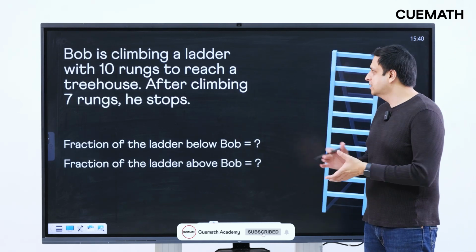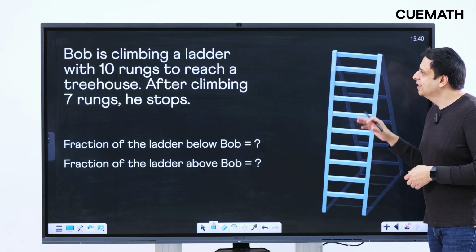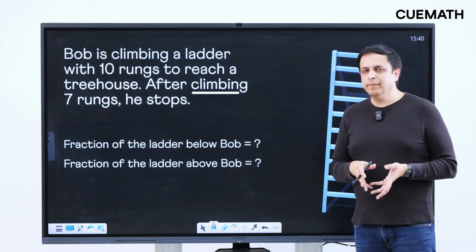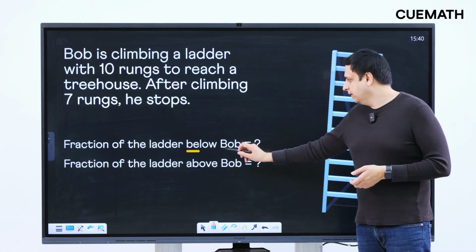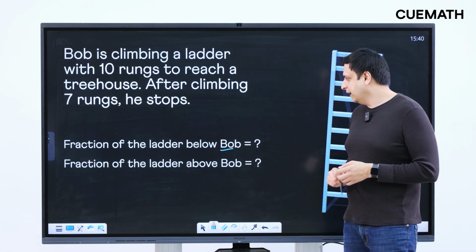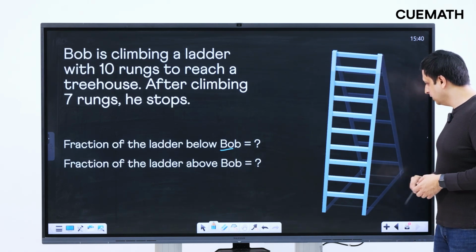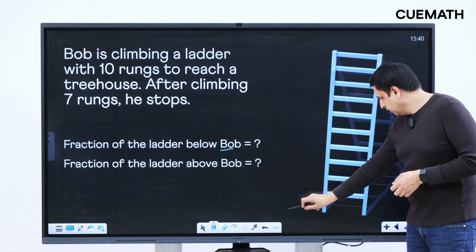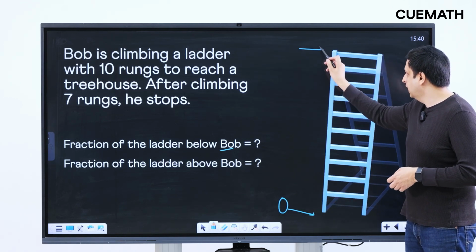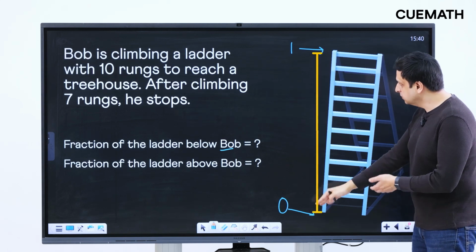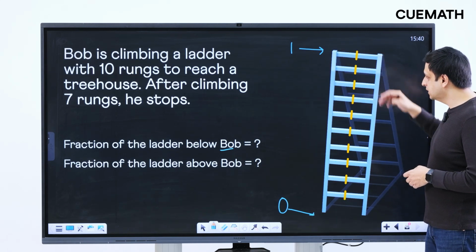Okay, now here's the last question of this lesson. Bob is climbing a ladder with 10 rungs to reach a tree house. After climbing 7 rungs, he stops. So what is the fraction of the ladder below Bob when he stops, and what is the fraction of the ladder above Bob? So we have this ladder, picture of the ladder here. So think of the ground level as 0 and think of the top of the ladder as 1. So from 0 to 1 you have the whole ladder, and then you have these 10 rungs.